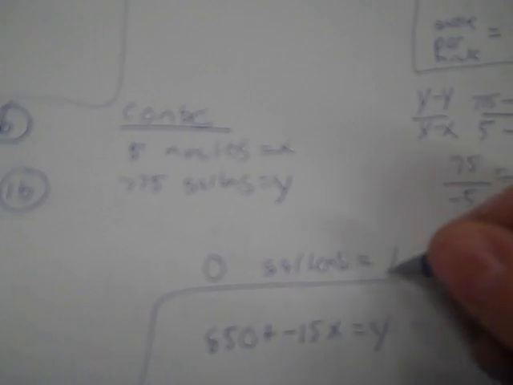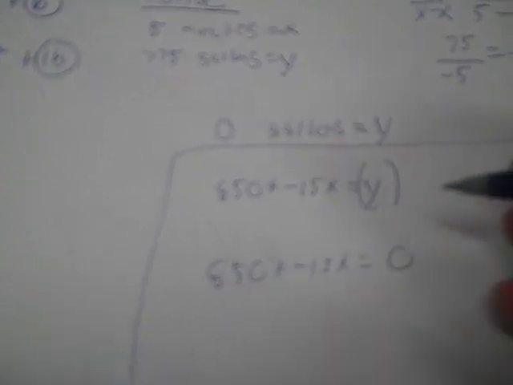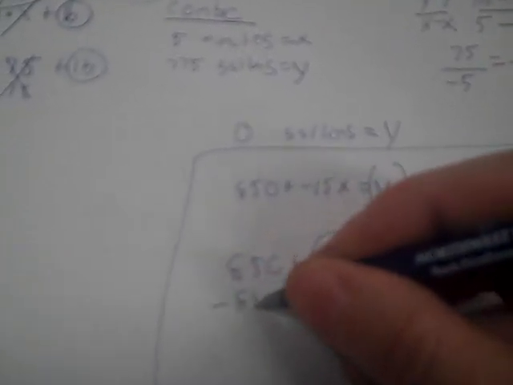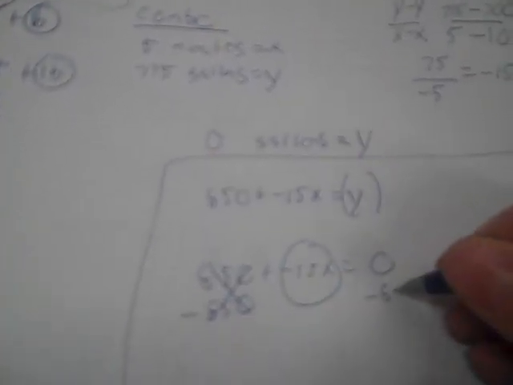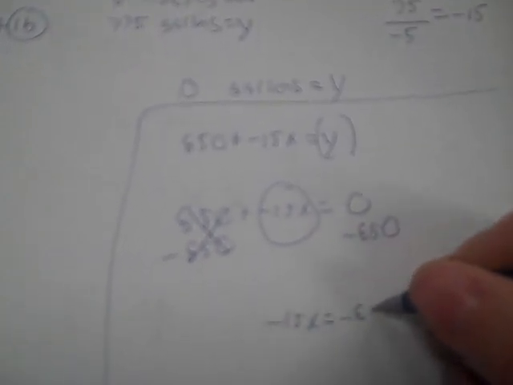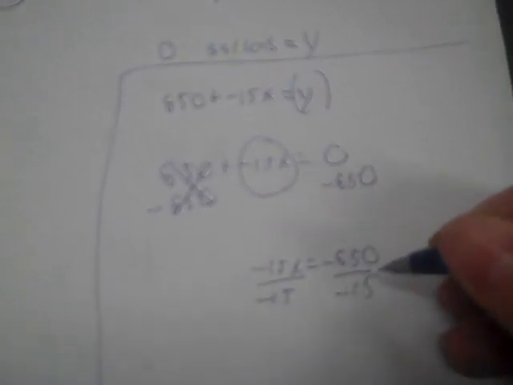Now 0 gallons is the value we put into the equation. And it's gallons, so that is going in place of my y. 850 plus negative 15x equals 0. Now get the x by itself. Well, we know it as a multiplier of negative 15, so you better first deal with the number being added. So negative 15x equals negative 850, and then I divide both sides of the equation by negative 15.